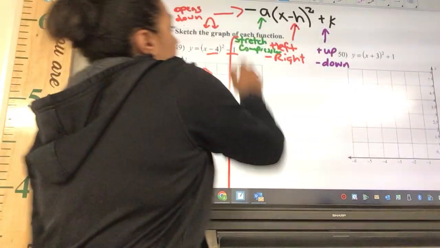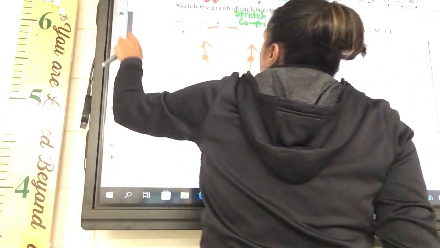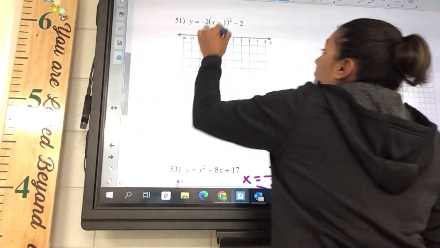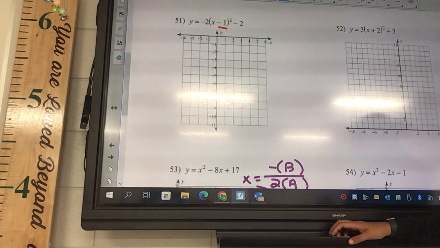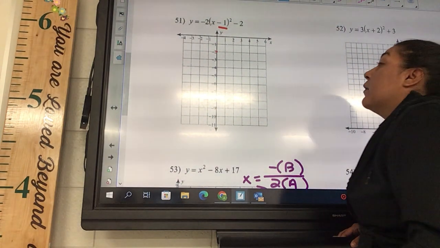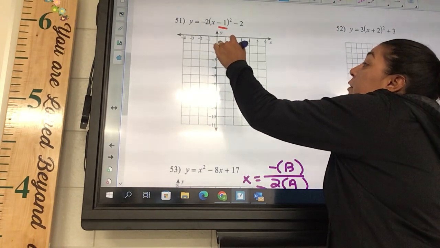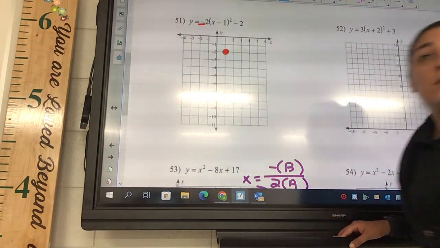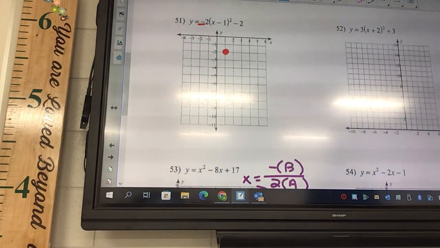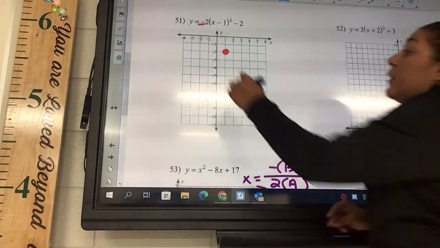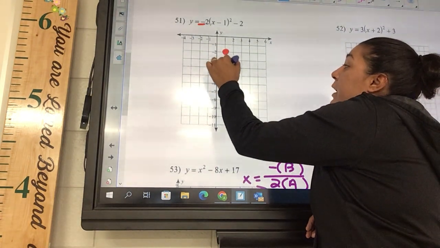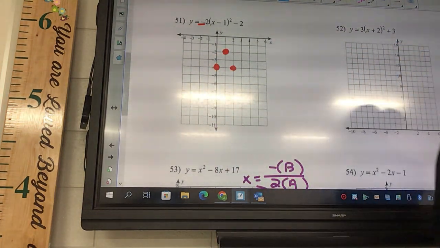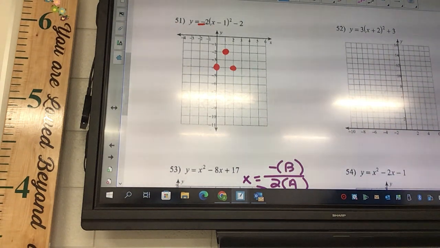Okay, what does that minus 2 do? Down 2. What does that minus 1 do? Right 1. So that's going to be our vertex. What does this minus do? It's going to open down with a slope of what? 2. So instead of going down 1 over 1, we're going to go down 2 over 1.